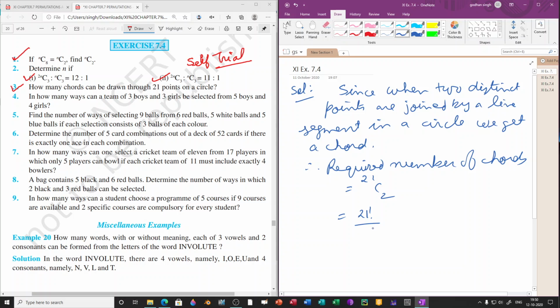is n factorial over n minus r factorial into r factorial. So 21 minus 2, that is 19 factorial into 2 factorial. So this will give us 21 into, breaking up the larger factorial, because 21 factorial is bigger than 19 factorial, so we will write 21 factorial as 21 into 20 into 19 factorial over 19 factorial into 2 factorial. 2 factorial is actually 2 into 1. So cancelling out 19 factorial, and 20 can be divided by 2, so that will become 10, and the answer will be 21 into 10, that is 210. So 210 chords are possible.